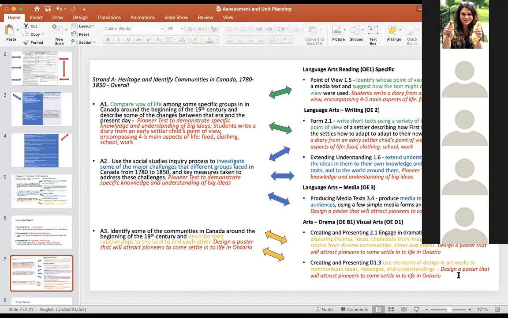So all my expectations, the integration of it aligns, and then my culminating tasks align. And when I look at it this way, I'm making sure that each specific expectation has a product attached to it that I can assess and evaluate.